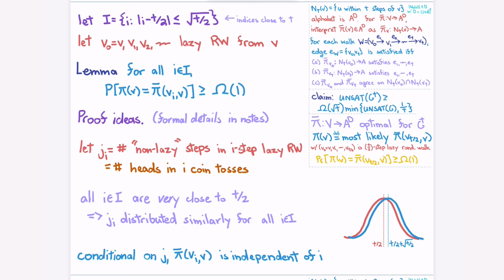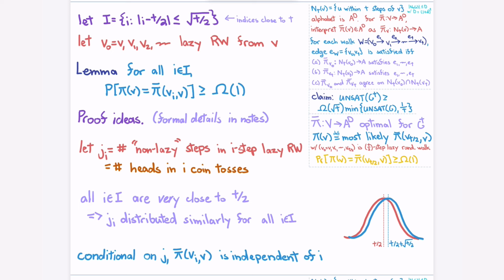When I was deciding how to define the label of v, we actually did T over 2 lazy steps. I don't know if I made this clear. Each step I might not actually take a step. If you look at the binomial distribution of flipping T over 2 coins, or T over 2 plus square root T coins, when T is bigger, the blue and the red will look more and more similar.